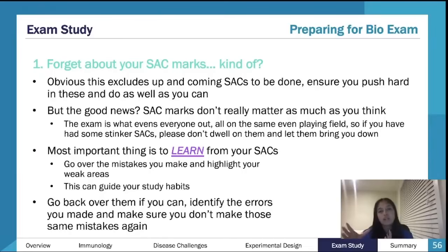I always say marking your exam is almost more important than actually doing it, because there's no point in doing an exam and not marking it, because then you're going to make those same mistakes a billion times.